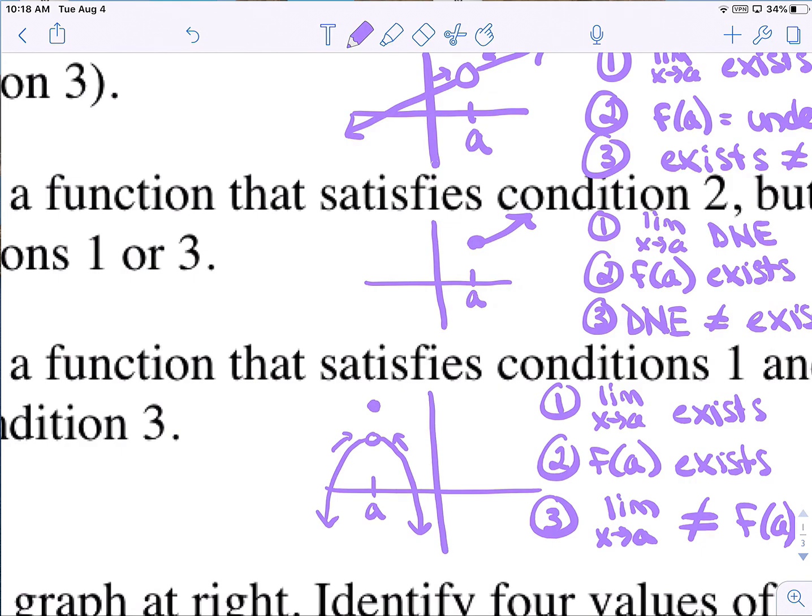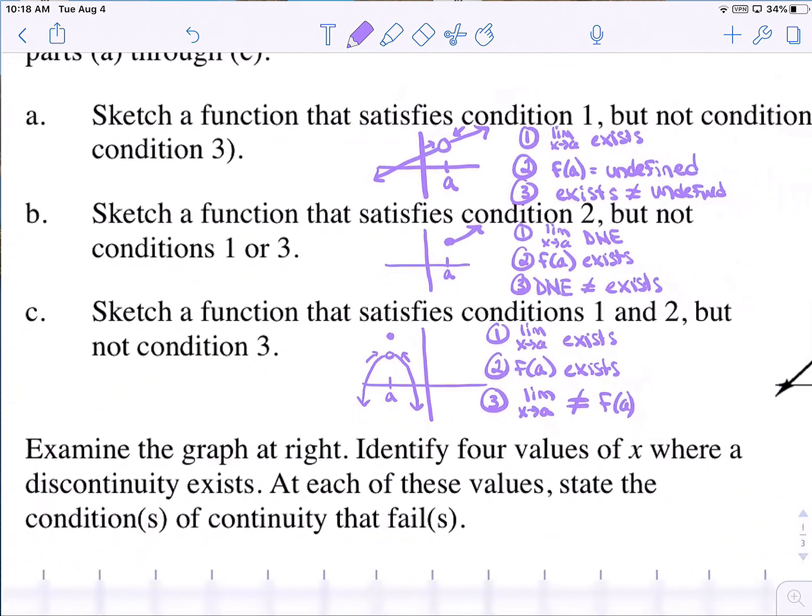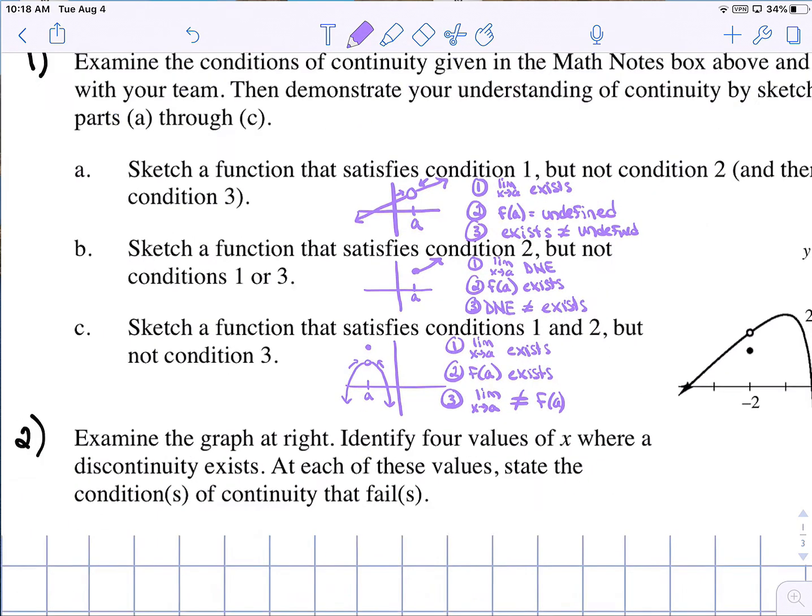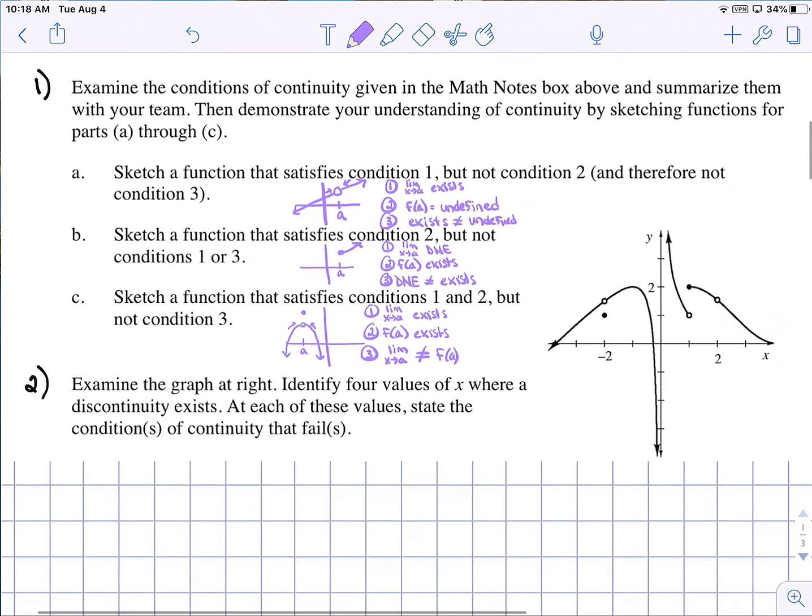Okay, now I'm going to give you another question. Now is when that graph comes into play, so I'm going to zoom this back out a little bit. Now it says examine the graph at the right. Now we'll bring that graph in. Identify 4 values of x where a discontinuity exists. At each of these values, state the condition or conditions of continuity that fail.